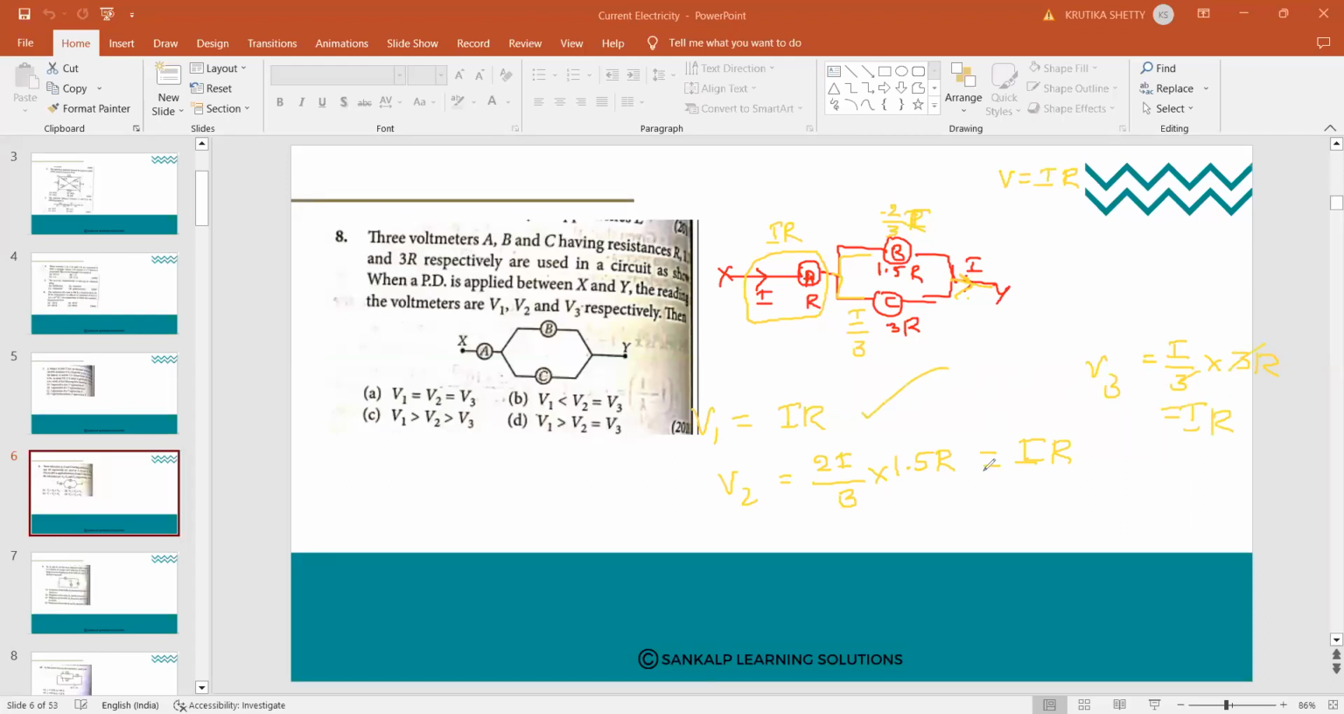Look here, V1 is equal to IR, V2 is also IR, V3 is also IR. Therefore, option A is the correct option. A is the correct option.